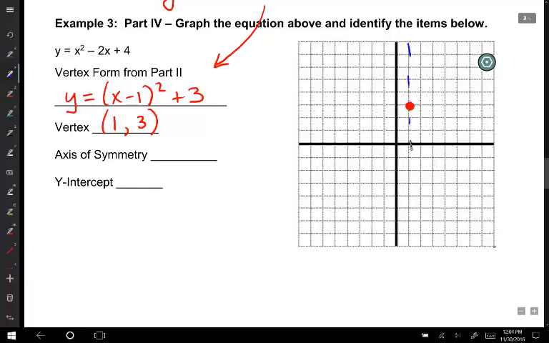Draw in your axis of symmetry. And then tell me what the equation of that blue dotted line is. It has a variable. What variable? X. What does x equal? 1. Yeah, x equals 1.